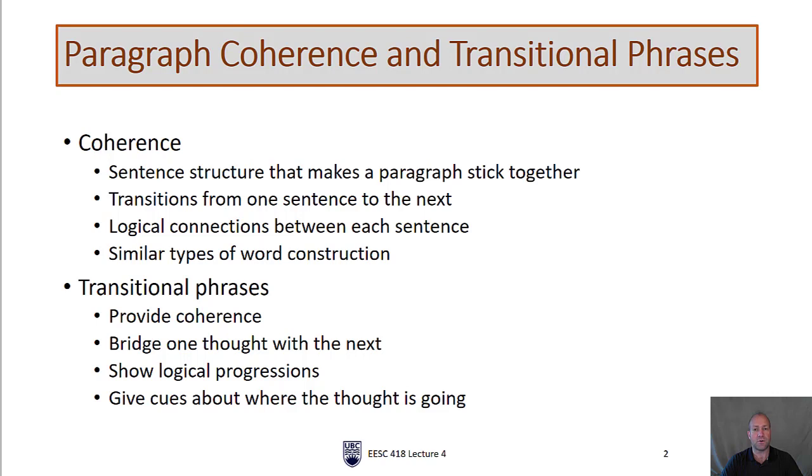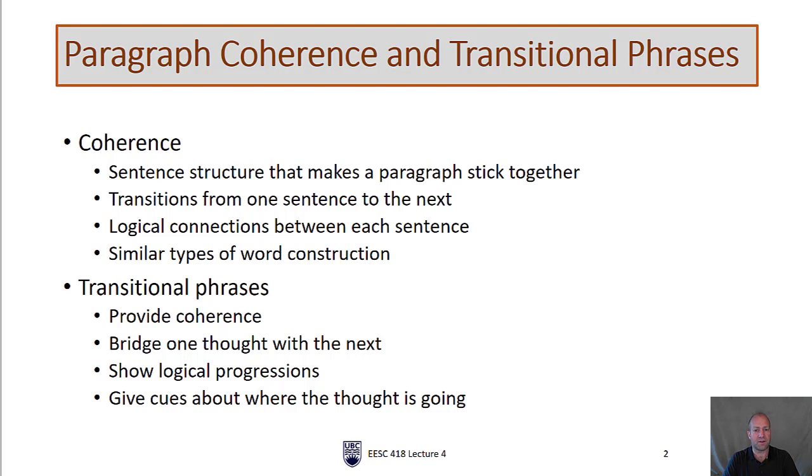So coherence includes sentence structure that makes a paragraph stick together. It includes transitions from one sentence to the next. We can use these transitions to draw logical connections between each sentence. And we want to use similar types of word construction, whether we're talking about transitional phrases or parallel construction or any other part of coherence. We want it to be similar. It's much easier for a reader to follow that way.